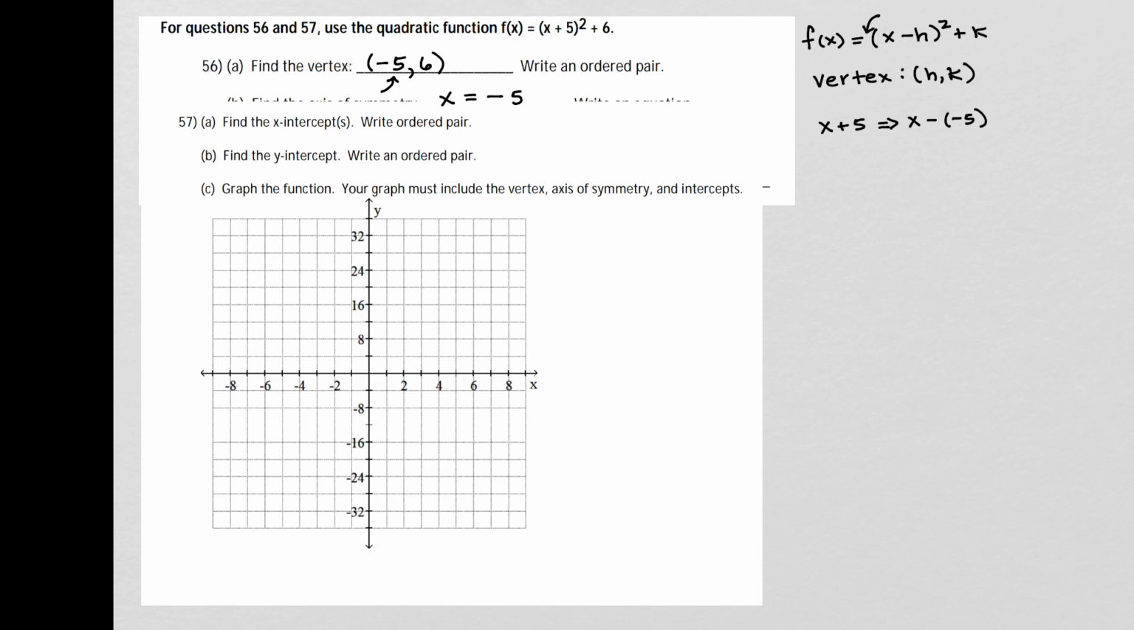Okay, so let's find our x-intercepts. That's where we set the function, (x plus 5) quantity squared plus 6 equals 0. So this is how we're going to find our x-intercepts. We let y equal 0.